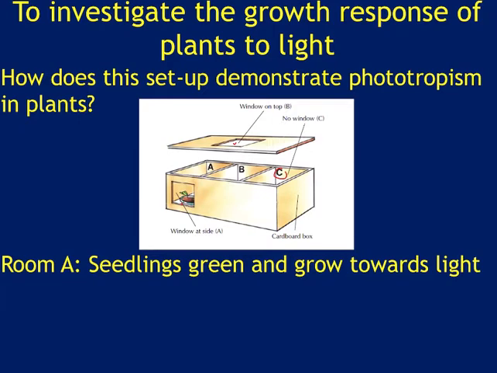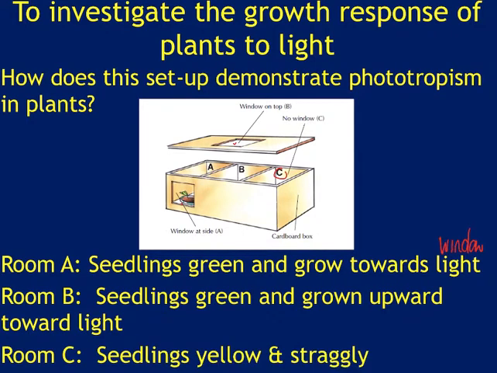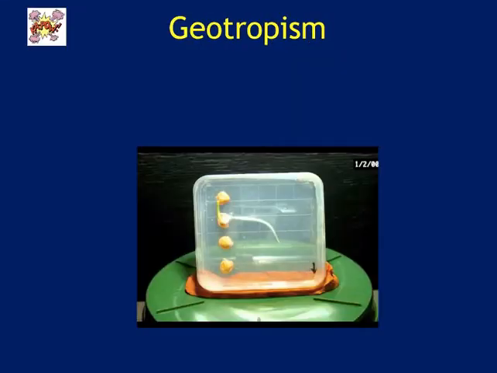Well, the seedlings will be green, and they will be bent toward the window, towards the light. The seedlings in room B will also be green, and they will grow straight upwards toward the light, so they'll be nice and tall. And in room C, the seedlings will be yellow and straggly, but they will be upright, because they will know to grow away from gravity. So while there's no light there, they will grow upwards. So that is phototropism. Our next one then is this thing called geotropism.